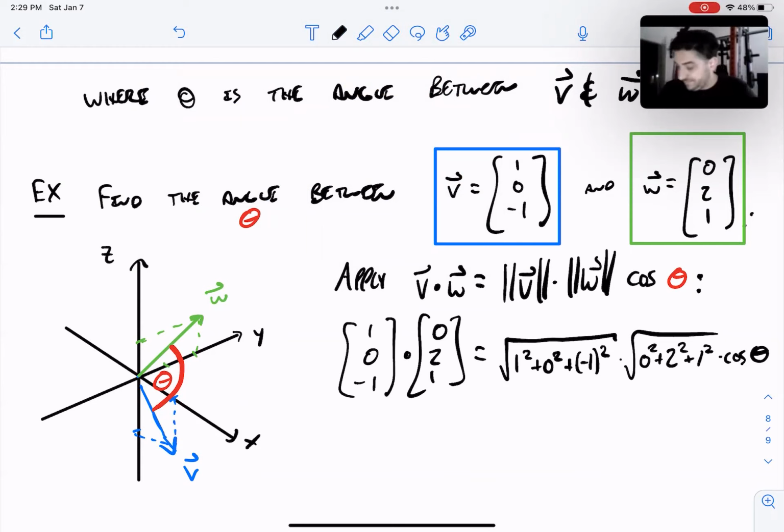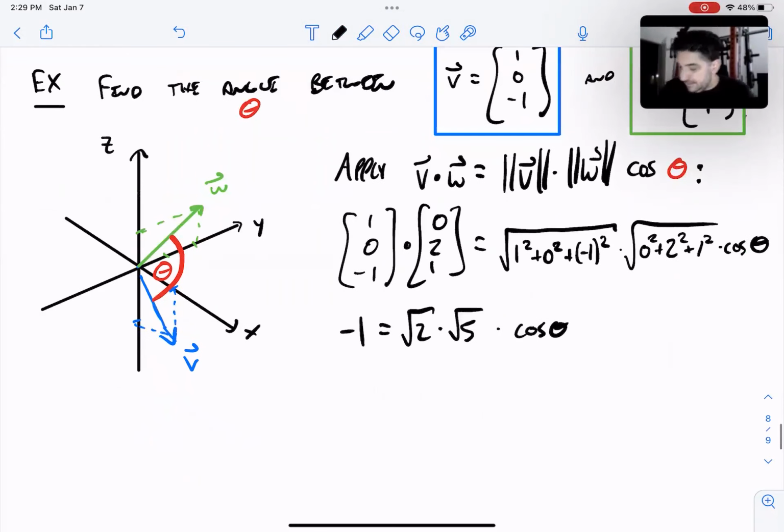And now here on the left-hand side, this dot product is just -1, right? These magnitudes, what are these magnitudes? Well, for V, I have square root of 2, and for W, I have square root of 5, right? And so then what do I get? I get that cosine theta is -1 over root 10.